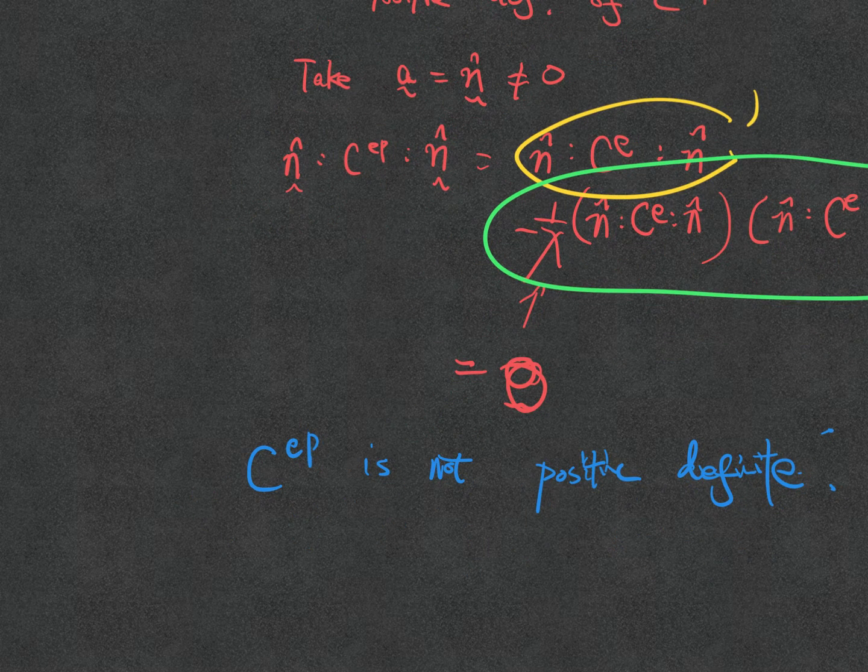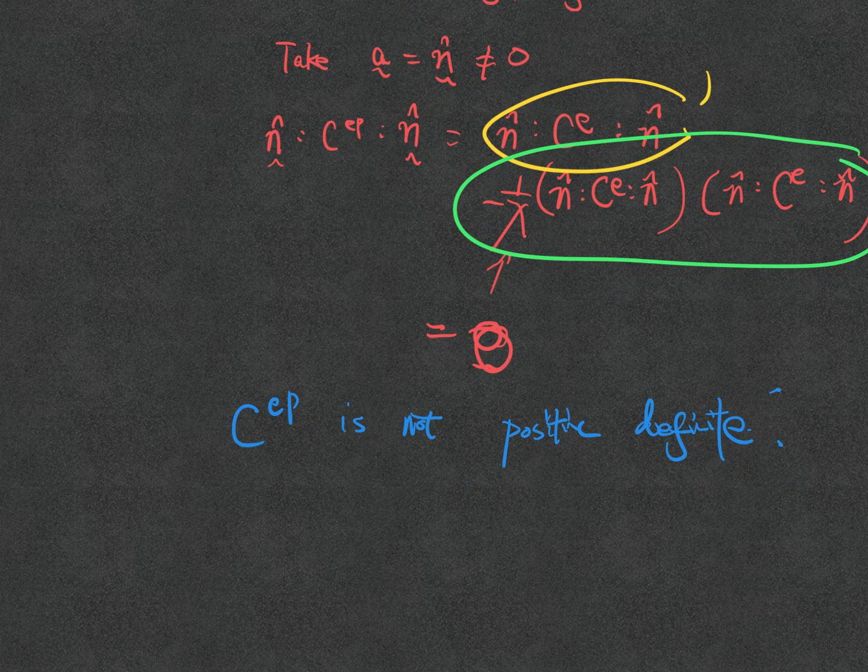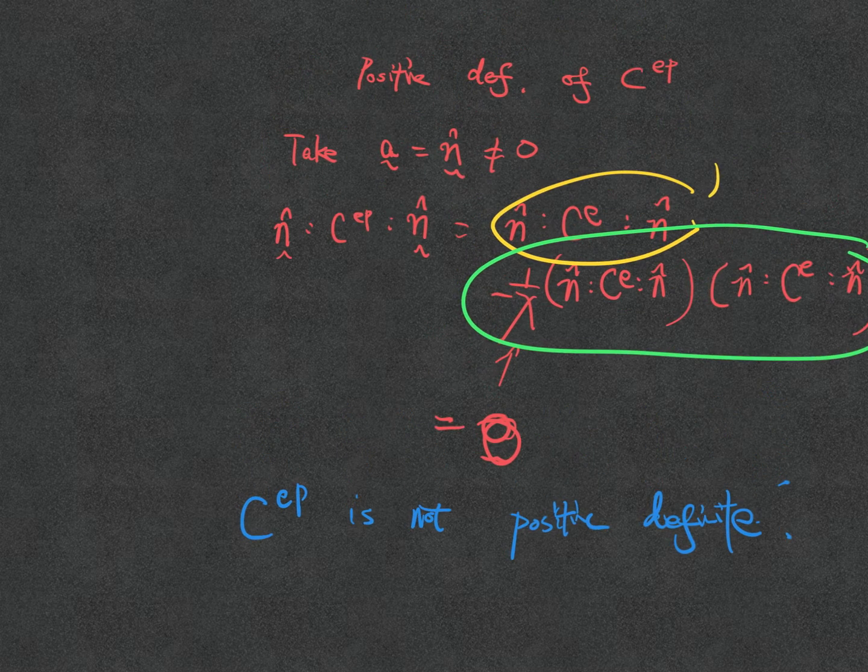Now we just say that we don't want it to be not positive definite, and then now we find out that C^e is not positive definite. So why is that? Okay. Now this is actually very important because I pick an A that is very special. This is n. This is the flow direction itself. Okay. So why is it not positive definite?